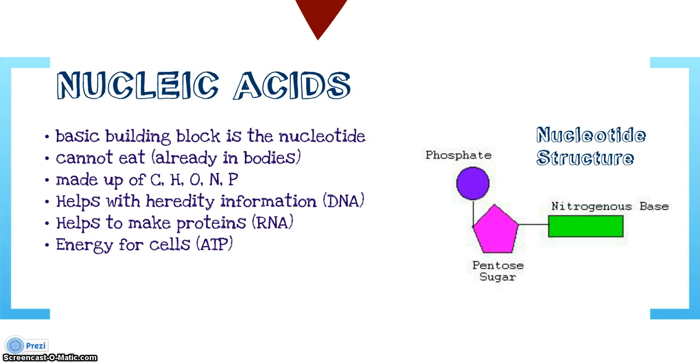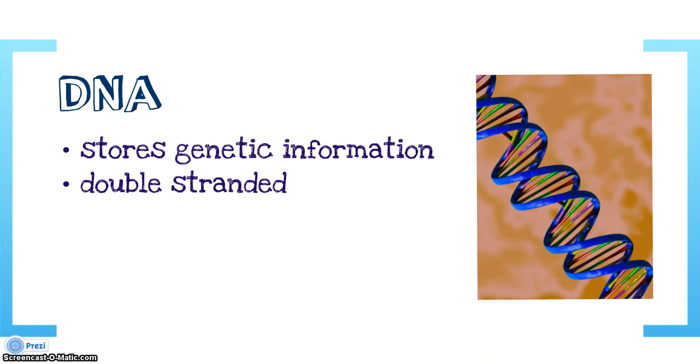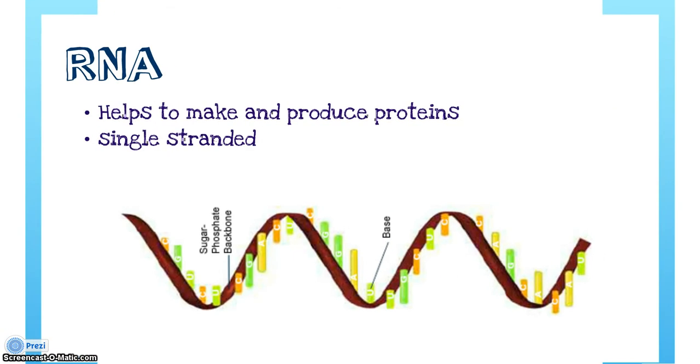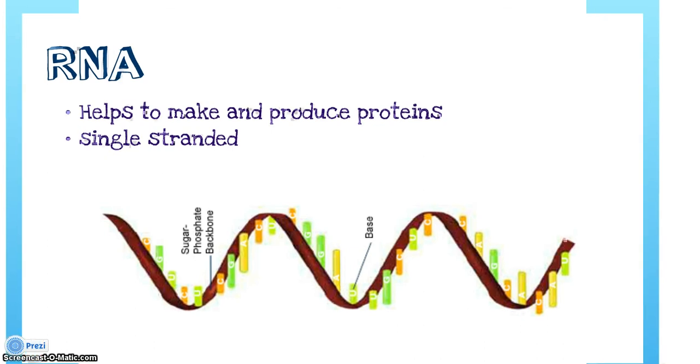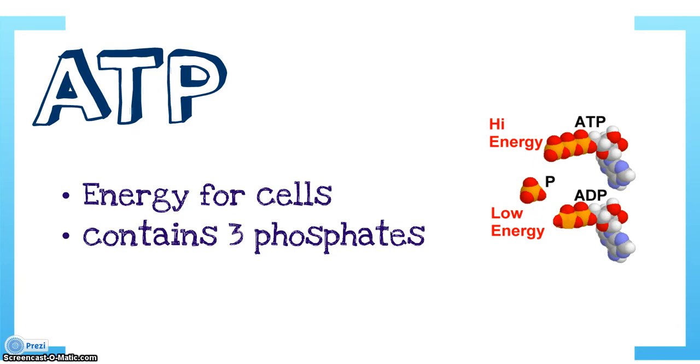There are 3 main types. The first type is what we call DNA, which helps to store genetic information like our genes and our chromosomes. What makes it special is that it is double-stranded. The second type is RNA, and it helps to make and produce proteins. This usually happens in a nucleus, and it is special because it is single-stranded. The last type is something we call ATP, and this is our energy for our cells that help them to perform all of our cellular functions and reactions. And it is special because it does contain 3 phosphate groups.